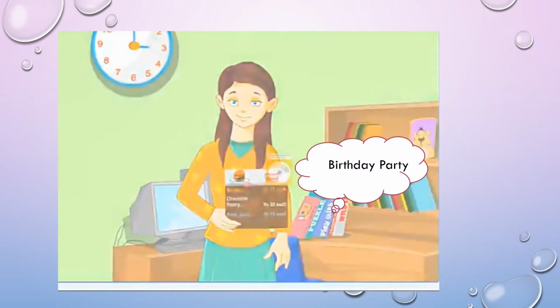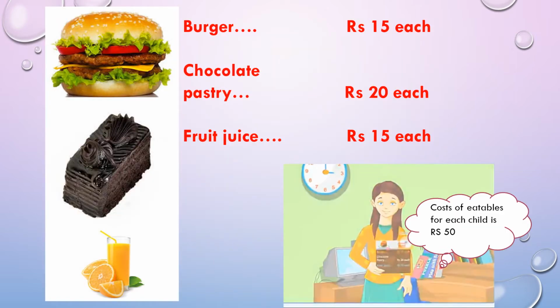Okay, students, I will give you one example. Anna is planning a birthday party. She wants to buy a burger of rupees 15 each, chocolate pastry for rupees 20 each, and fruit juice for rupees 15 each. So the cost of burger is rupees 15, the cost of chocolate pastry is rupees 20, and the fruit juice is rupees 15. So the total cost is rupees how much?